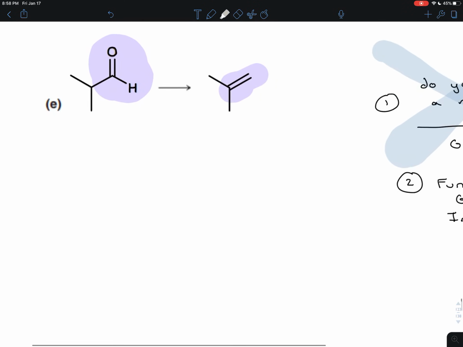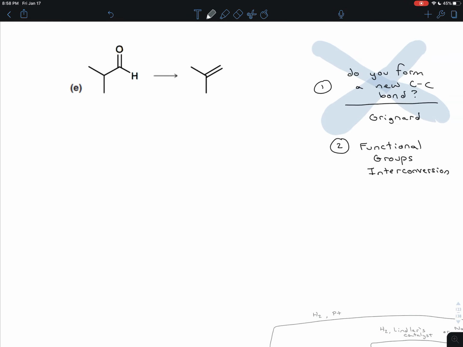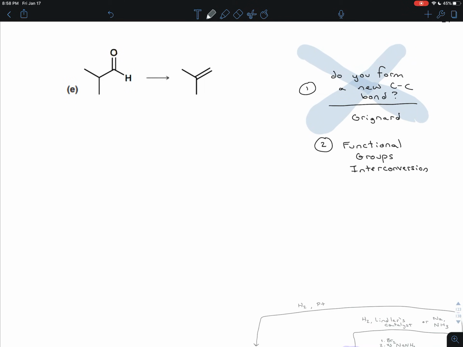Okay. And so here, let's say you forget that table, you want to sort of reason through this. How could you do that? Well, you notice you have an oxygen here in your reactant, and you don't have that in your product. So you need to get rid of the oxygen. You need to eliminate it. So we're going to have to do some sort of an elimination reaction.